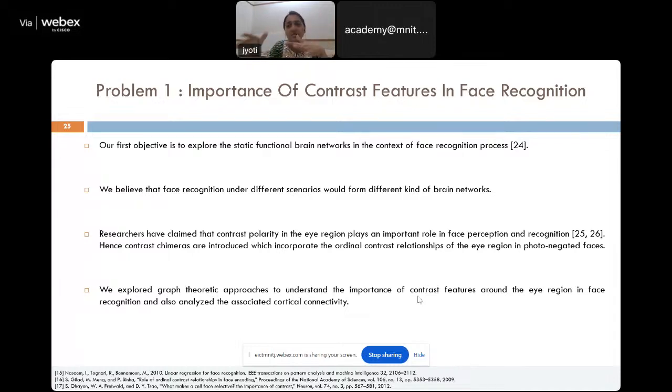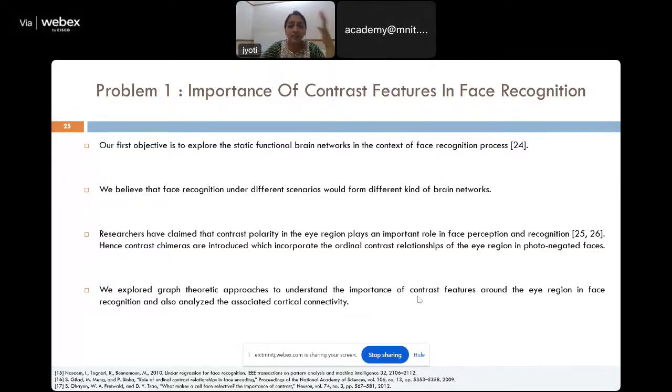So different applications are there, but the approach is the same. The approach is the graph theoretic approach. We are using brain signals, applying graph theoretic approaches, forming brain networks, and then using them in different applications. The first application is face recognition.